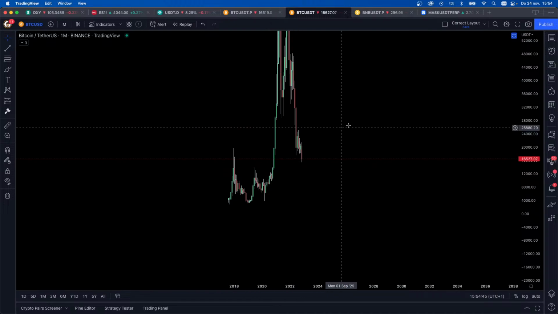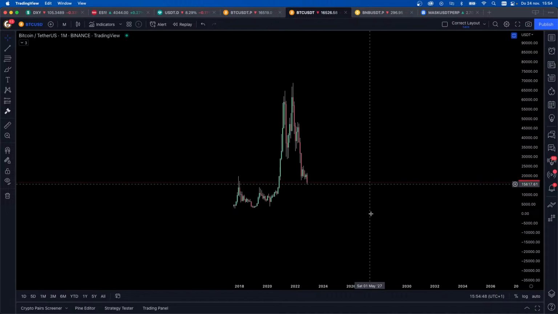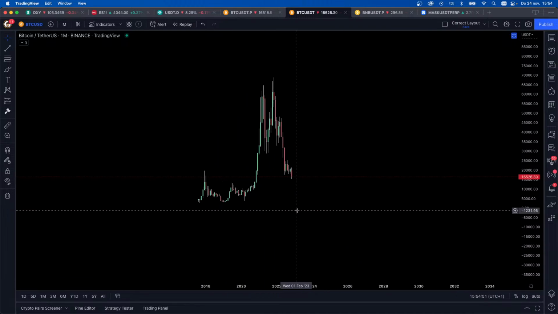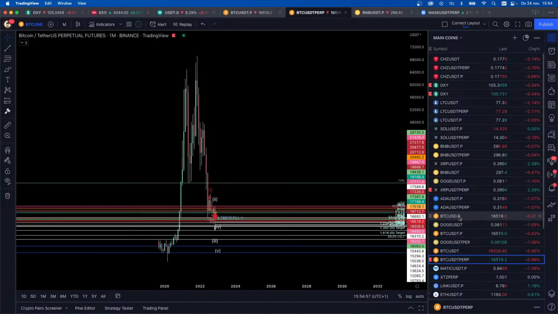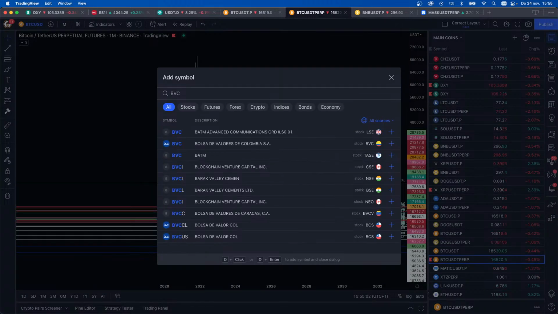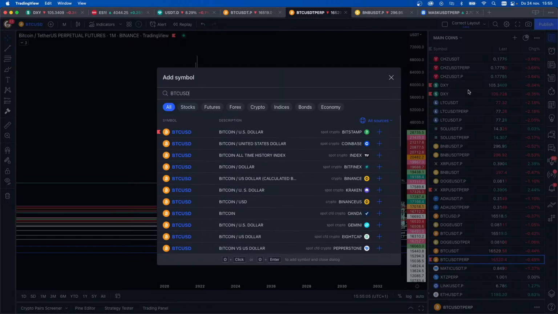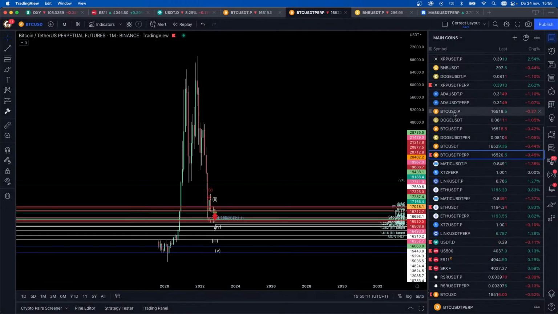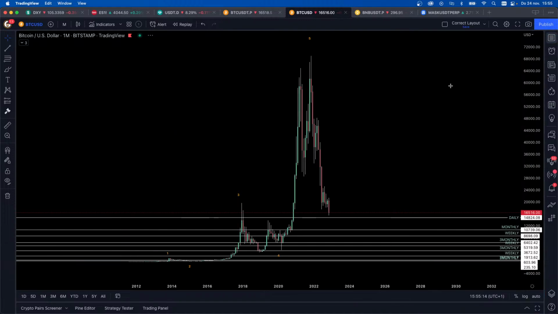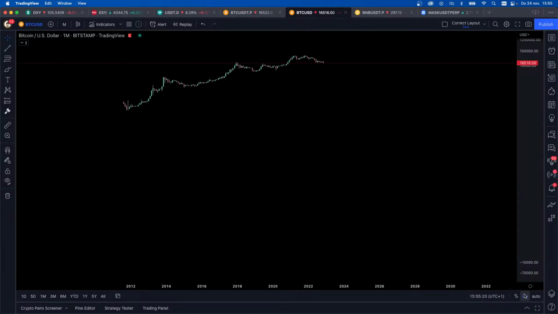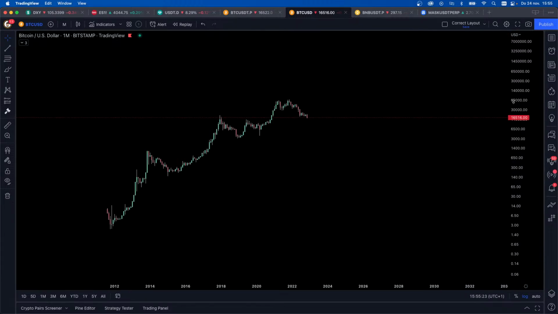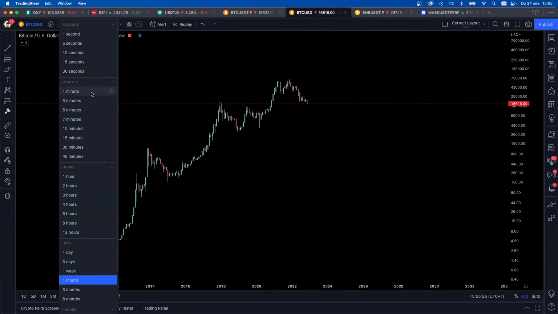I'm going to start the analysis for Bitcoin from scratch. And I'm going to do it with the Bitstamp chart, actually. Let me see. BTC USD Bitstamp. It has the most data. So I'm going to look at the log scale so that everything is visible.